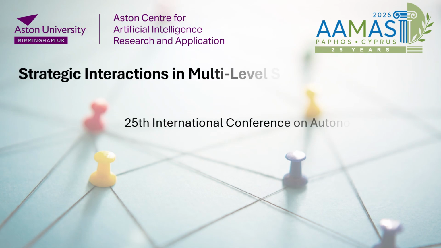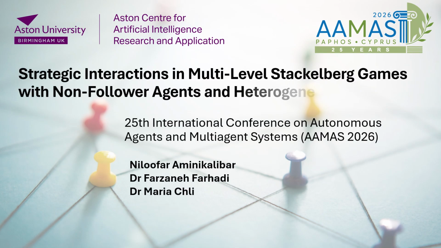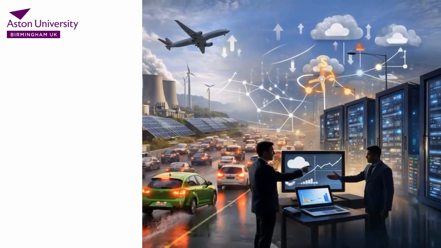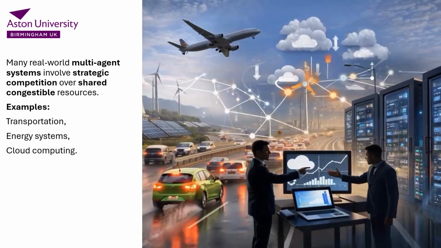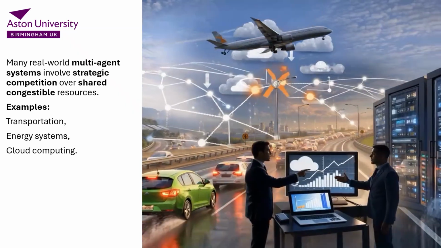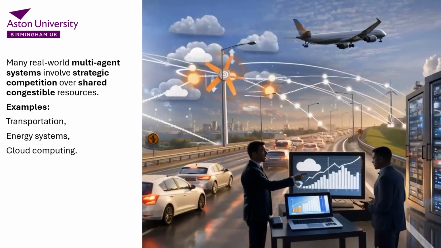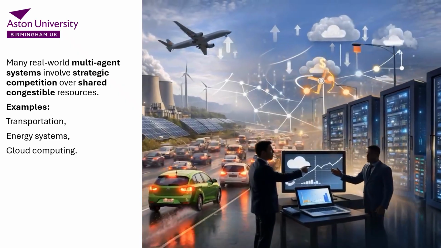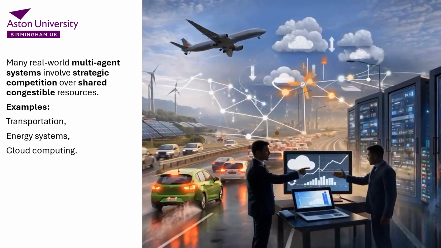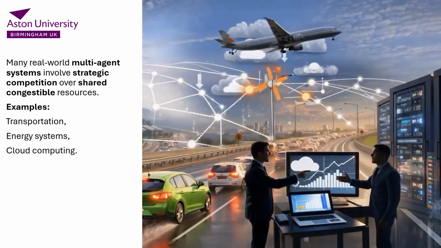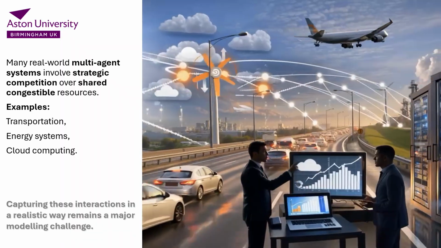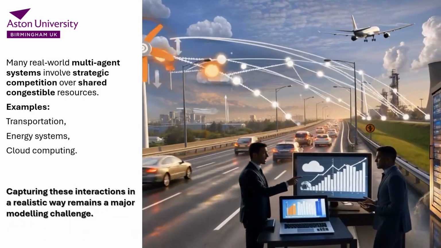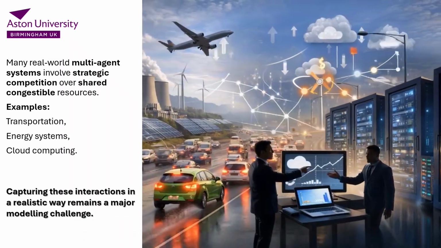Strategic interactions in multi-level Stackelberg games with non-follower agents and heterogeneous leaders. Many real-world multi-agent systems are shaped by strategic competition over shared congestible resources. Examples arise in transportation, energy, and cloud computing, where agents' decisions interact through congestion and directly affect one another's outcomes. However, capturing these interactions in a realistic way remains a major modeling challenge.